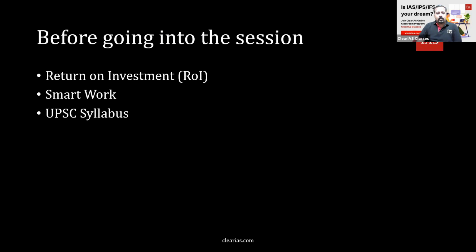Shivani is saying, whatever time one is investing, he or she should be able to focus on the results out of it. A good point. Any other inputs regarding return on investment?